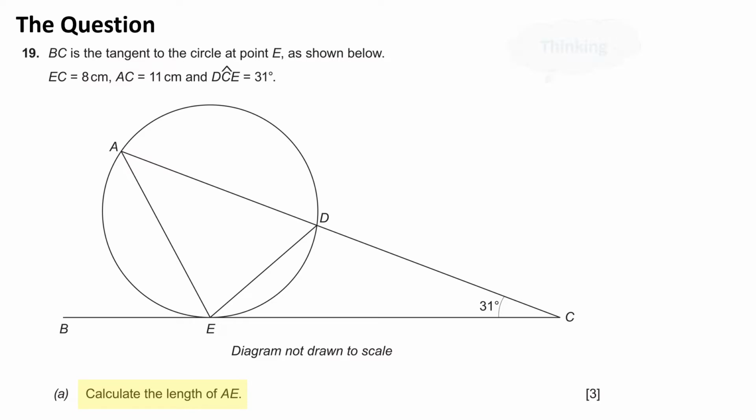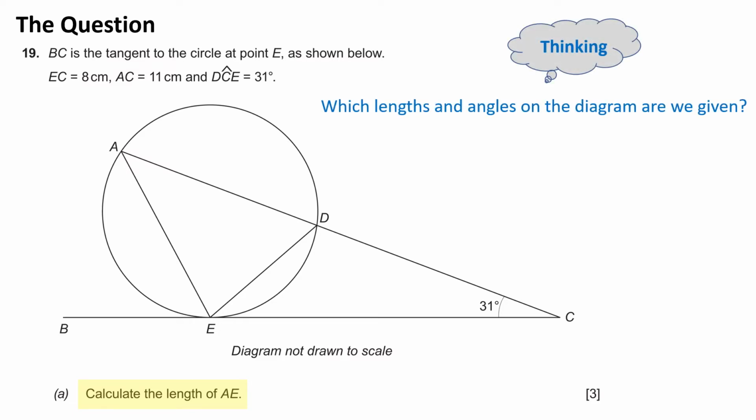So what's our thinking? Well, the first bit is what I've just shown as I read. In the question, you're going to read some information, you're going to have a diagram, and you need to match them up. So which lengths and angles on the diagram have we been given? It talked about EC being 8 centimeters. I'm just going to label things with numbers, do the calculation with numbers, and put the units back in at the end. EC is 8. AC is 11, DCE they've labelled for us, the angle 31 degrees. So we've got the information.